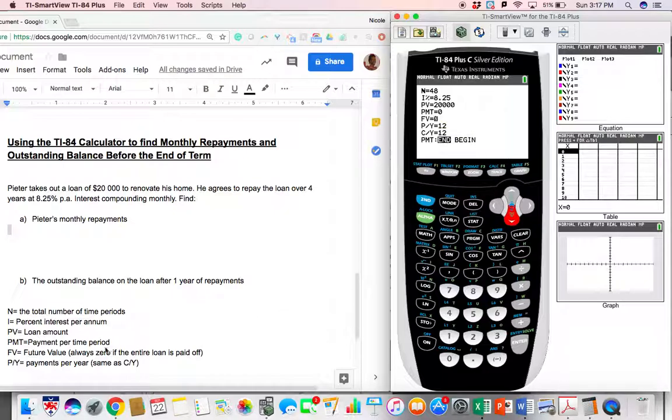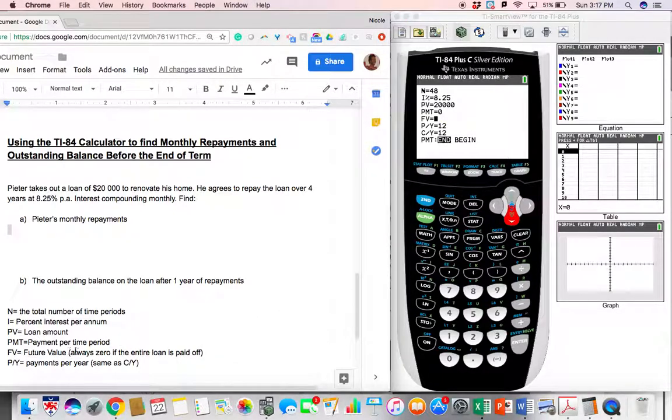Future value, let's take a note here. It's always 0 if the entire loan is paid off, because that is what you owe to the bank in the future at the end of the time. Because you're paying everything off, you will owe nothing to the bank at the end of the time, which is why our future value is 0. That will change if there is an outstanding balance, but in this case, we want to see how long it takes him to pay everything off.